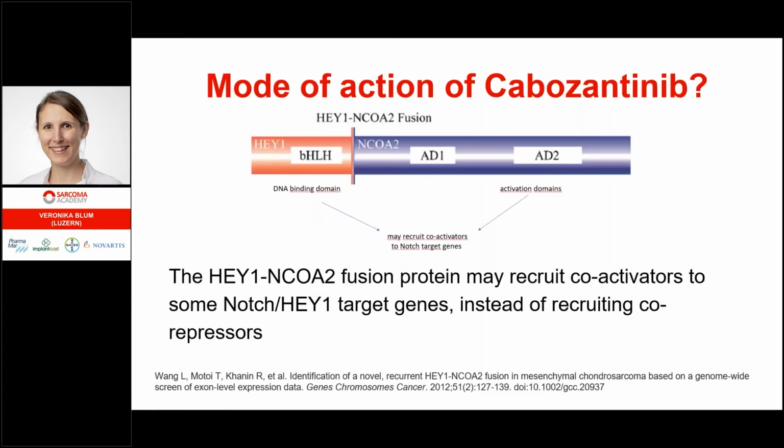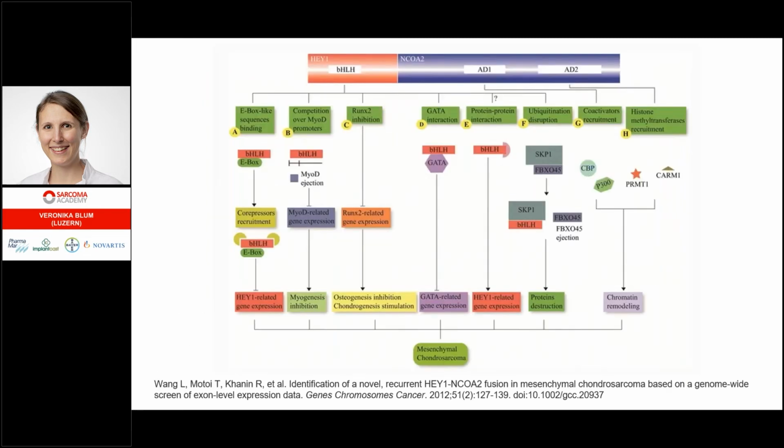So, the question is, what is the mode of action of Cabozantinib? In a paper written by Wang and his colleagues, they proposed that the HEY1-NCOA2 fusion protein may recruit co-activators of some Notch and HEY target genes instead of recruiting co-repressors. They also described in the paper how this fusion leads to a mesenchymal chondrosarcoma. But absolutely, we don't know how it works.